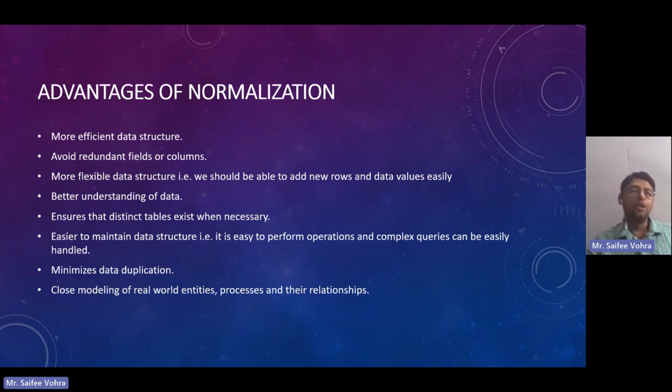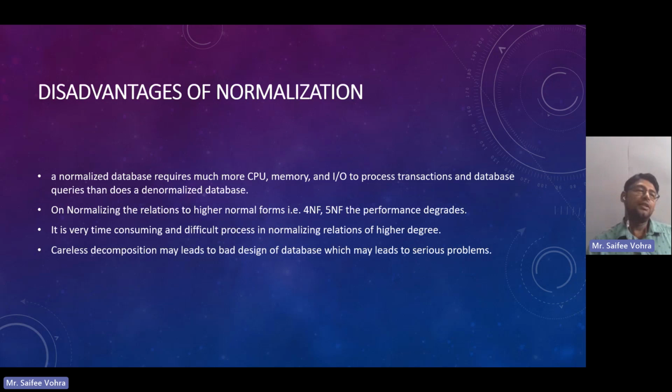their relationships. Along with some advantages, there are some disadvantages of normalization also. Normalized tables will require much more CPU, memory, and IO processing for transactions and database queries than a denormalized database, because in the normalization process we create more tables, so it will require more processing power. Also, when we normalize to higher forms like from 3NF to 4NF, 5NF, the performance degrades.